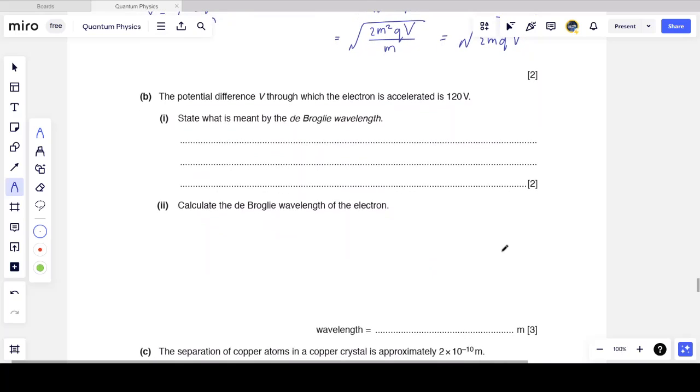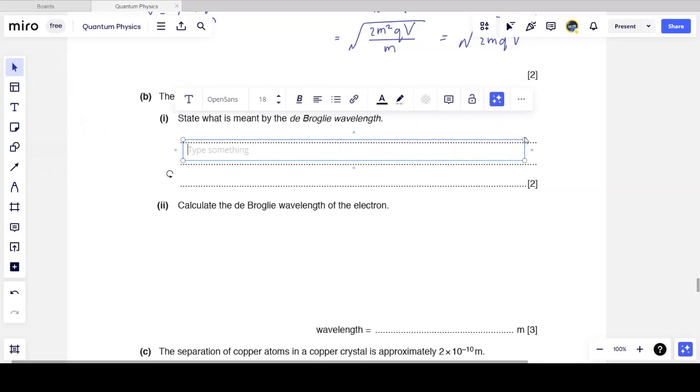We are then told that the potential difference V through which the electron is accelerated is 120 volts. And we are first asked to state what is meant by the de Broglie wavelength. Now, what does it mean when I say something has a de Broglie wavelength? So it is the wavelength that is associated with a particle in motion. Simple, actually. So I can also say the wavelength associated with a particle that is due to its motion.